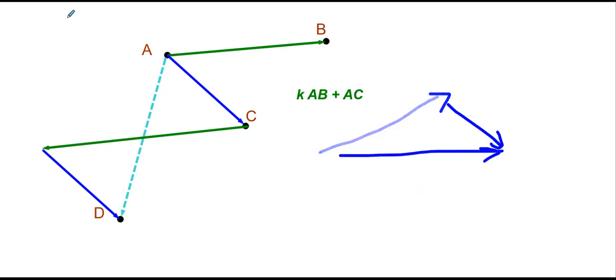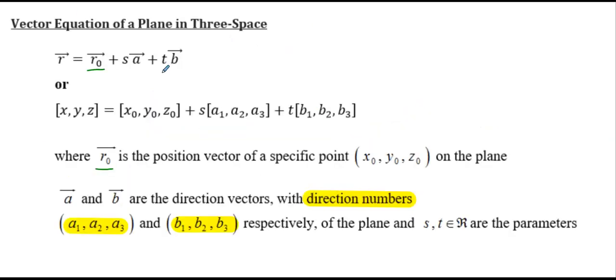And that defines your plane. So that's essentially how this works. So vector equations of a plane look like this. You have a position vector to an initial point on the plane, on the surface, and then you have scalar multiples of two different direction vectors.